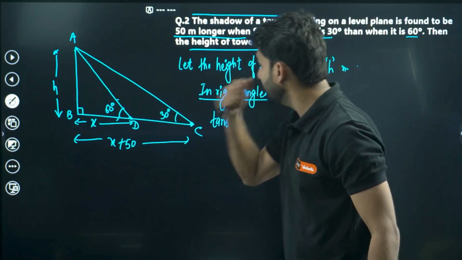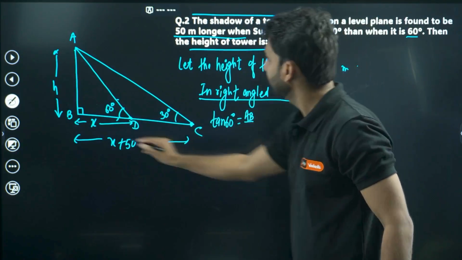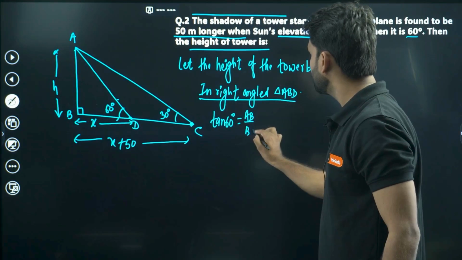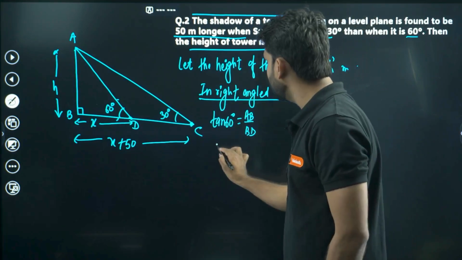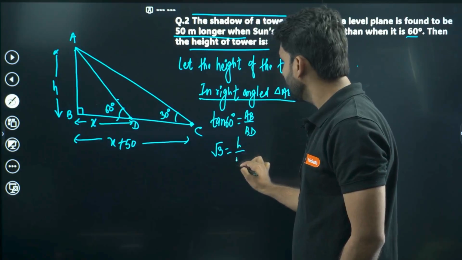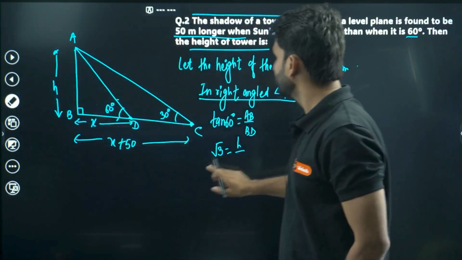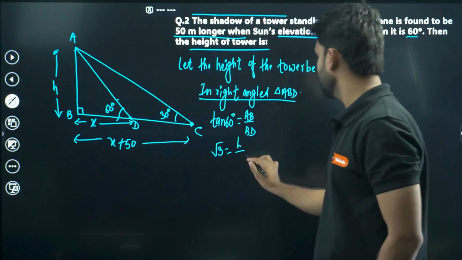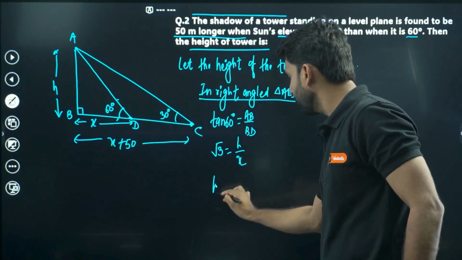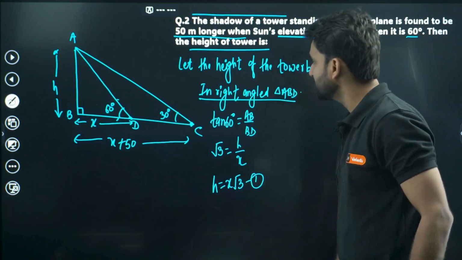So tan 60, for this 60, this is the perpendicular AB, and this is the base BD. So we can write the value of tan 60 is √3, and AB is h, and we don't know BD. BD is basically x, right? So we can write x over there. On cross multiplying, what we are getting: h equals x √3. This is first, call it first.